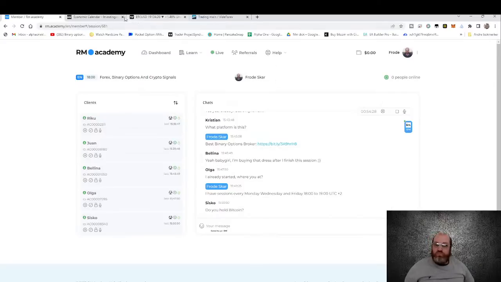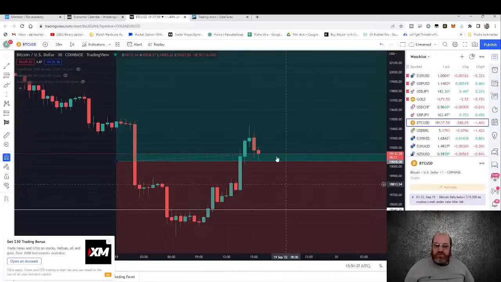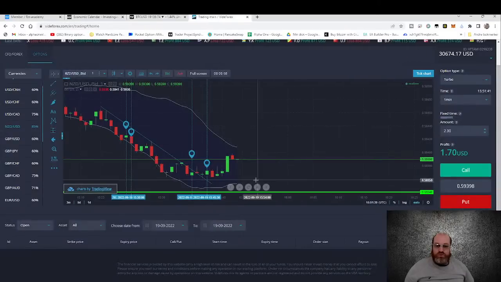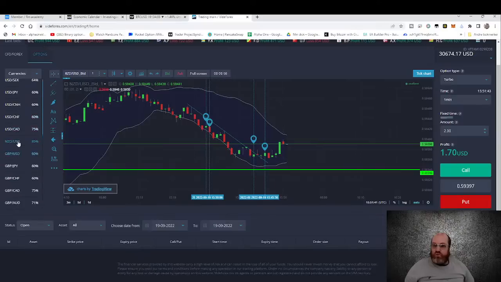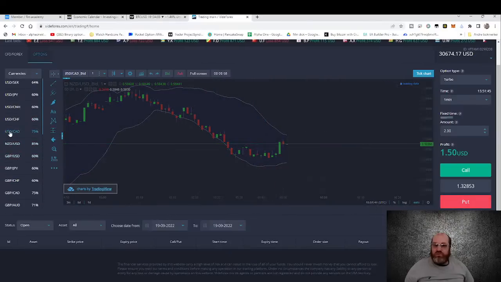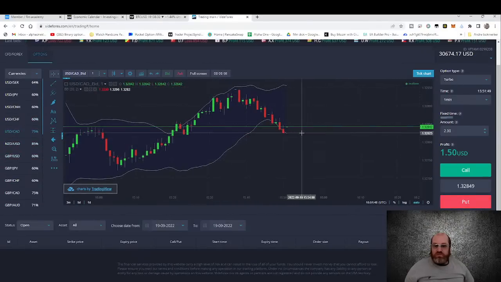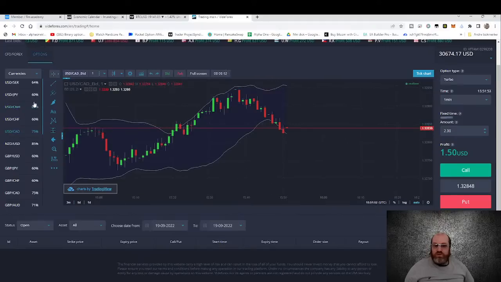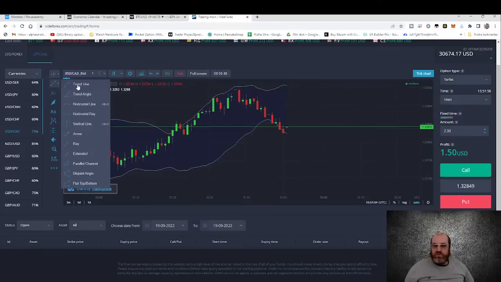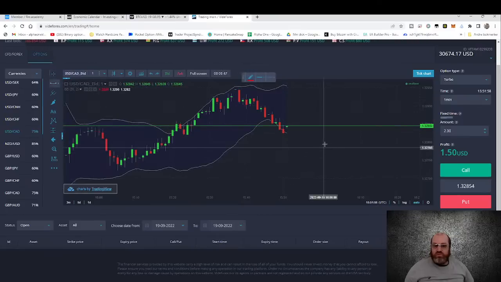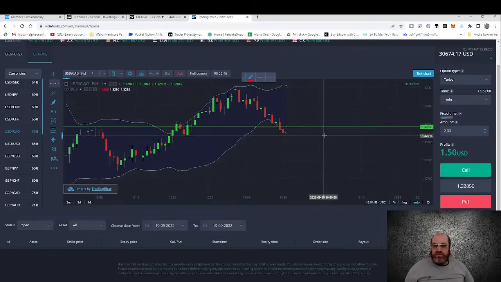So we have 9 minutes left. Let's see if we can find some binary option trades. Let's open another one. Let's take USD CAD. We can start over and see here. Looks like the trade was here already. I will mark that one. Let's take a horizontal line. I think we need to take it down here.